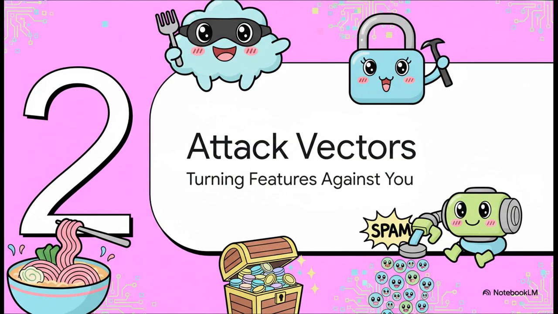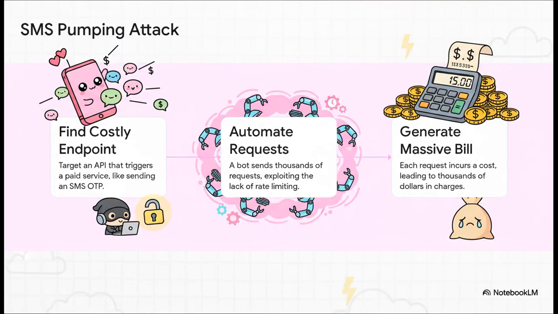Okay, so how does an attacker actually pull this off? How do they weaponize your resources? Let's break it down and look at 3 really distinct ways they can turn your own cool features against you. First up, the SMS pumping attack. This is a perfect example of a direct financial hit.